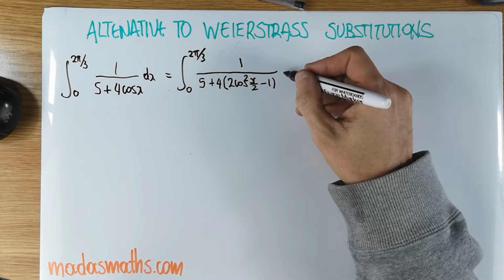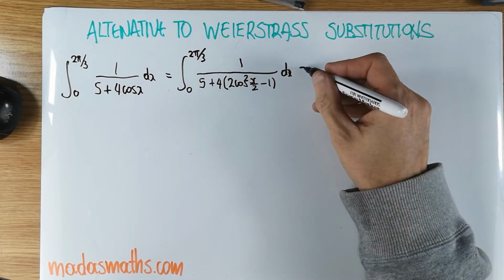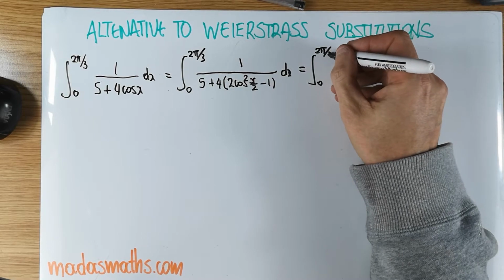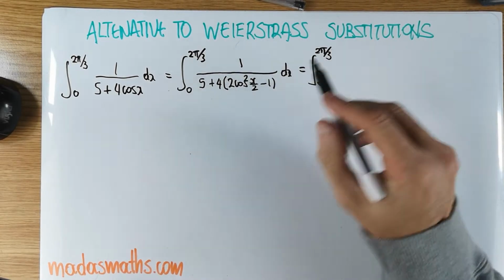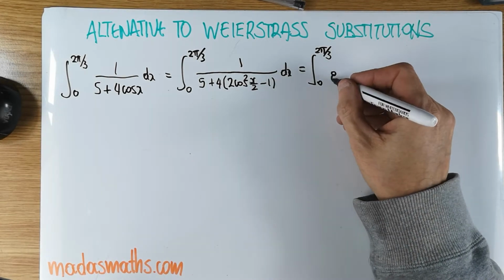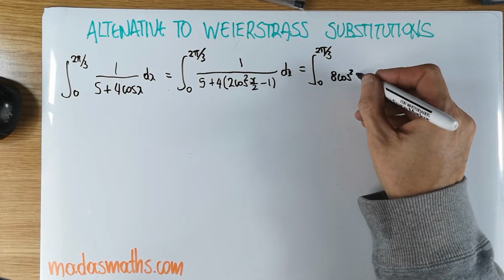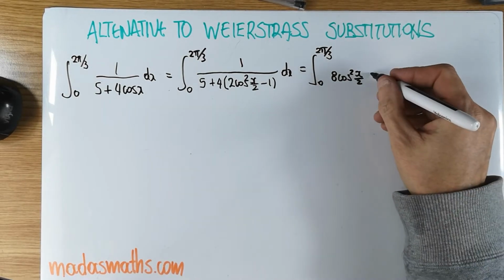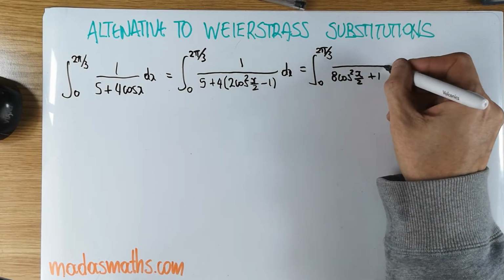And of course, the next thing is just to tidy. And what are we getting? 0 to 2 pi over 3, multiplied out. I'm going to put the cos bit first. So it's going to be an 8 lots of cos squared of x over 2. And 5 take away 4 is plus 1, and 1 on the denominator.